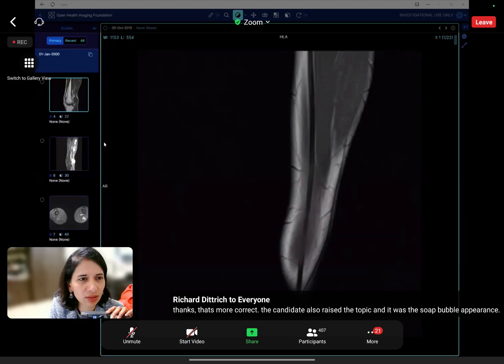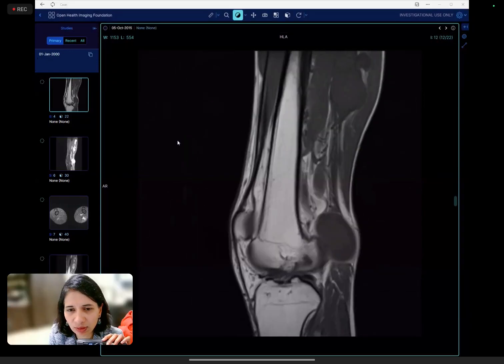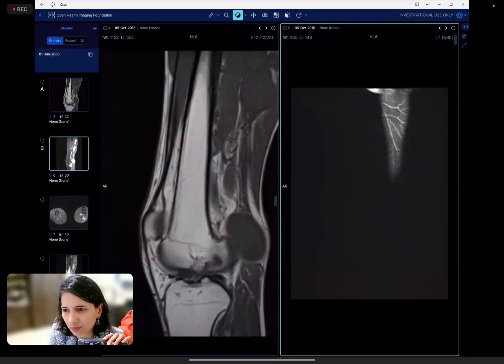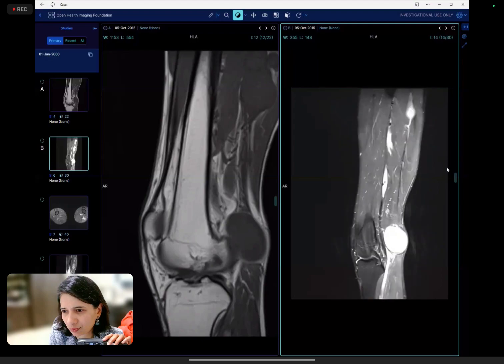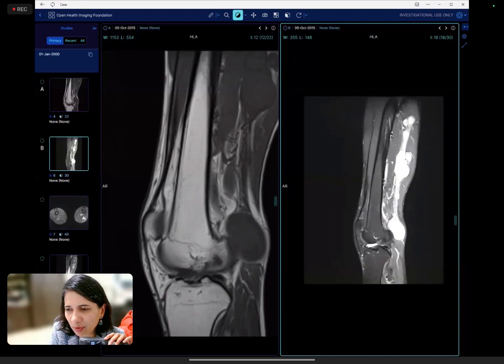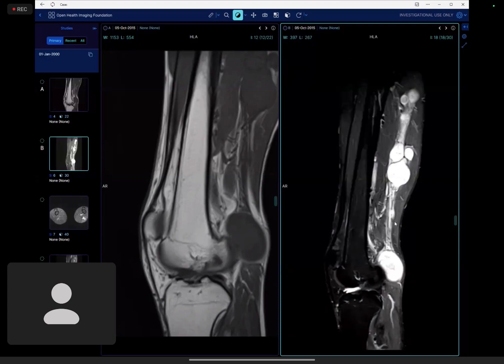Okay, so this patient is presenting with increasing pain around the knee. Let me put these two together for you. Please let me know how you want the images. Do you want them side by side, or do you want one by one? I can do whichever you want. I think I would prefer side by side.